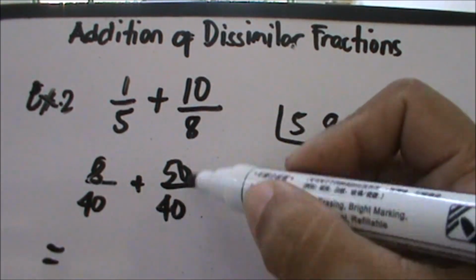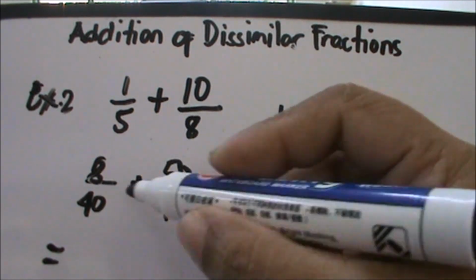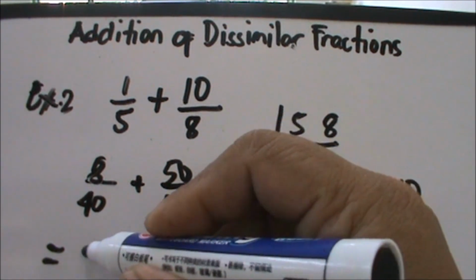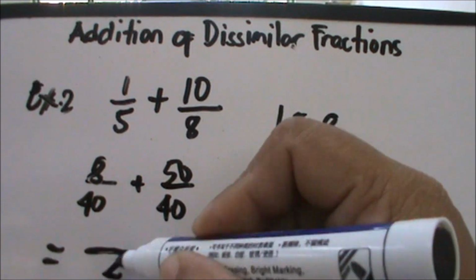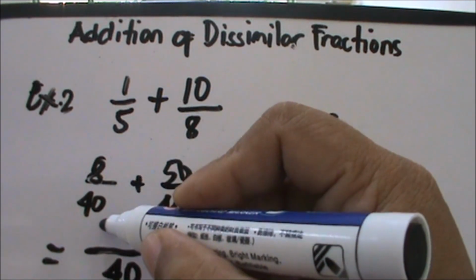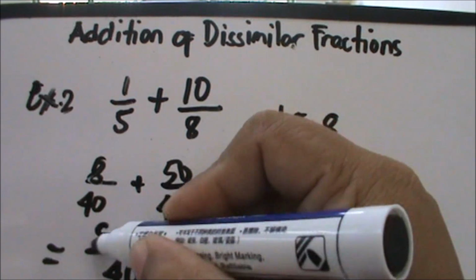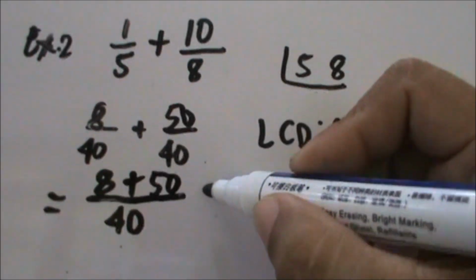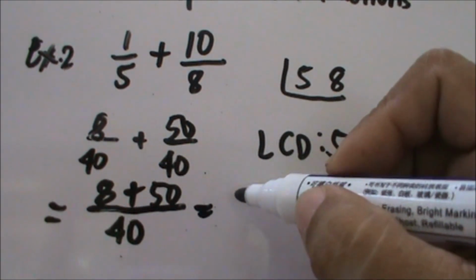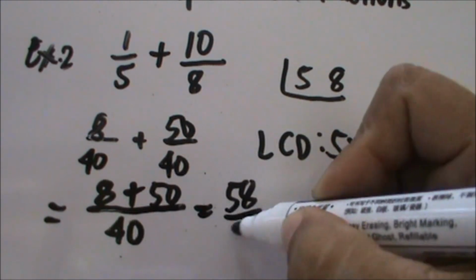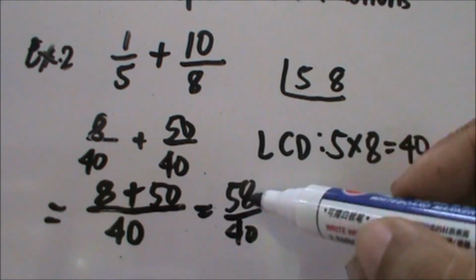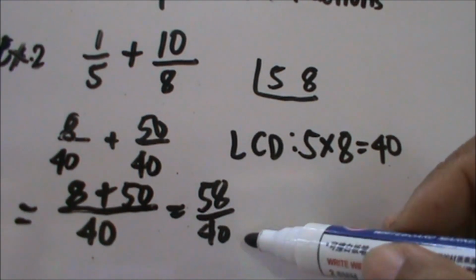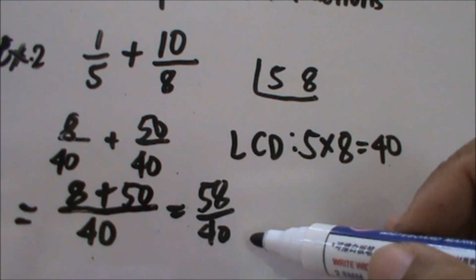Now we can add the two fractions because their denominators are already the same. So retain the denominator 40 and add up the numerators above. So it equals 8 plus 50, 58 over 40. So 58 over 40 is an improper fraction. Then we need to reduce it to lowest terms.